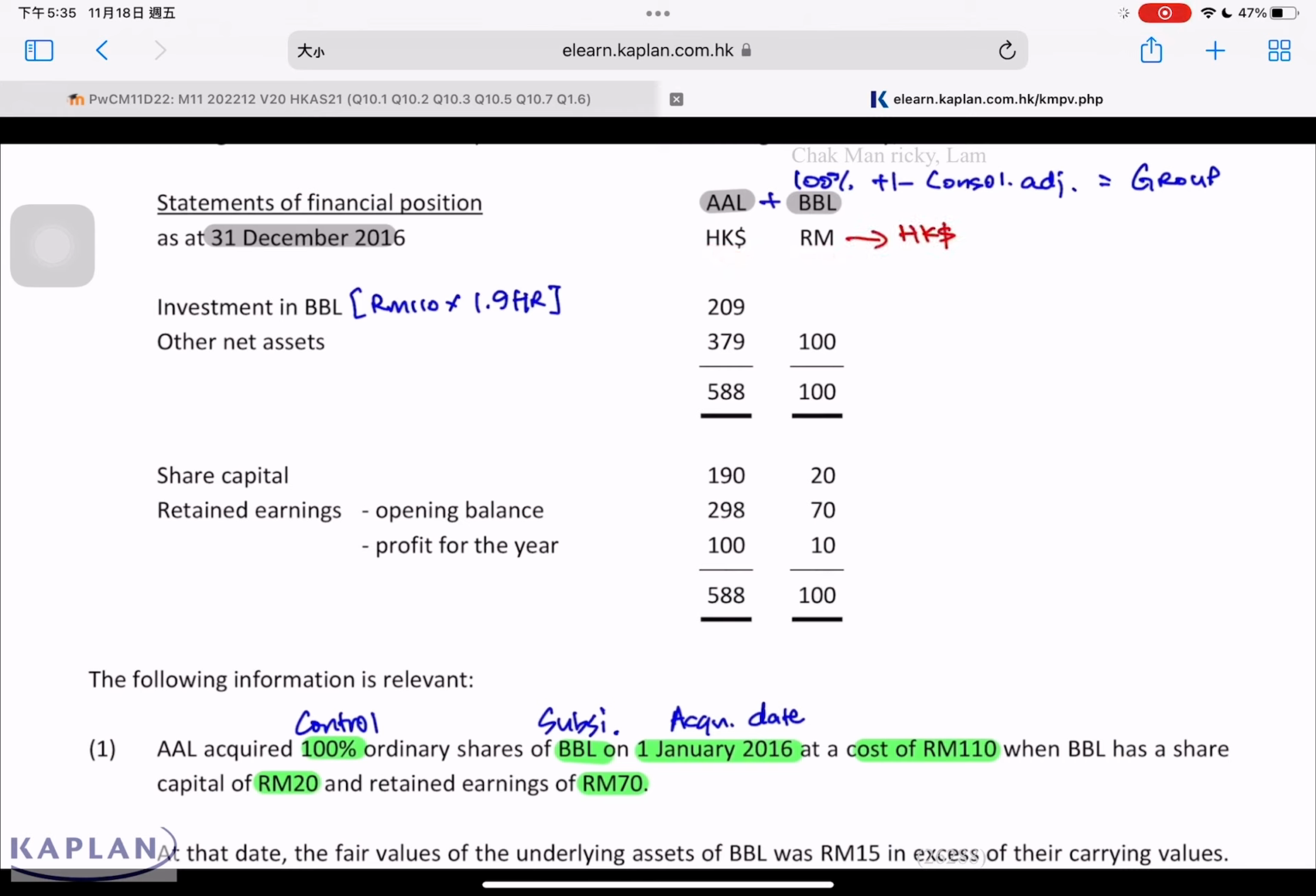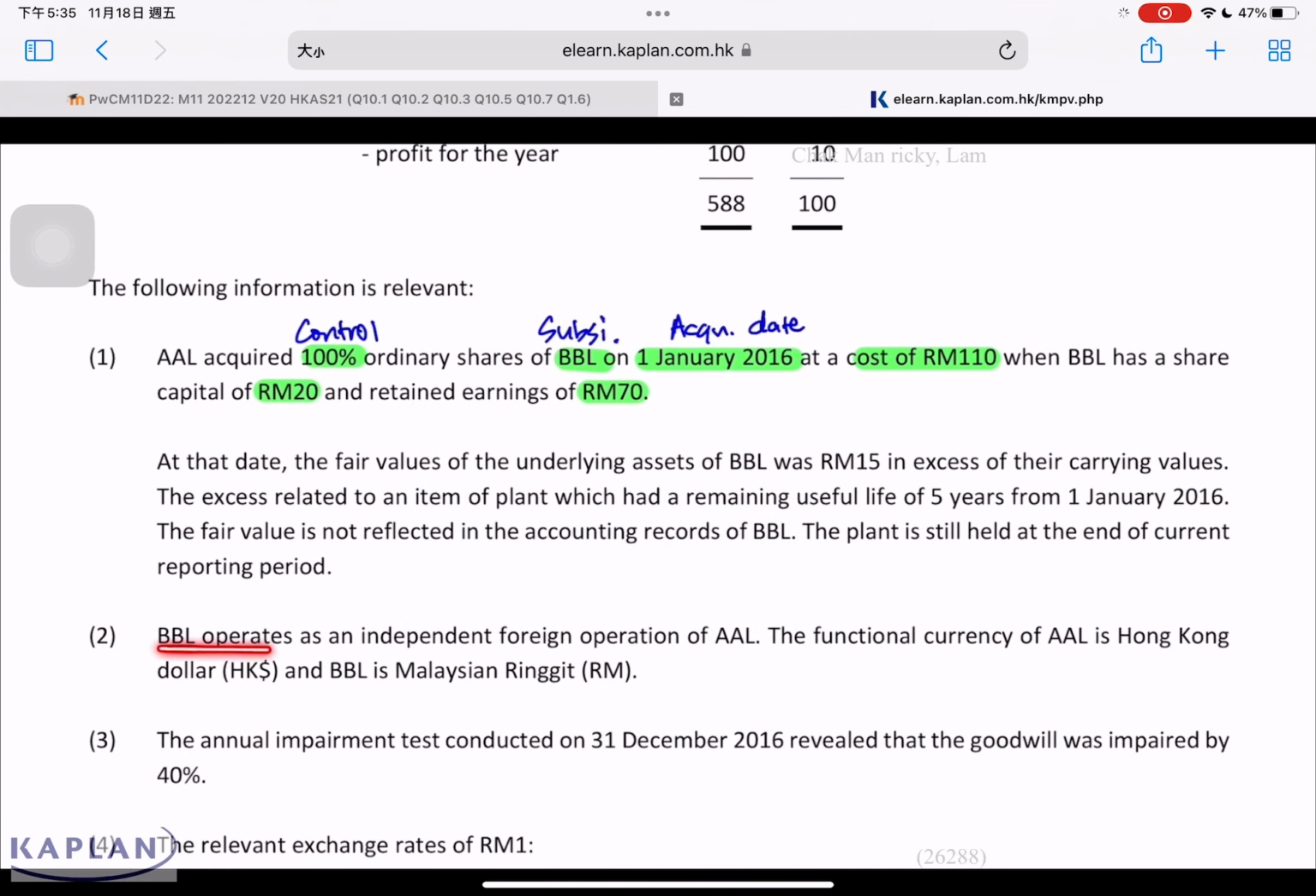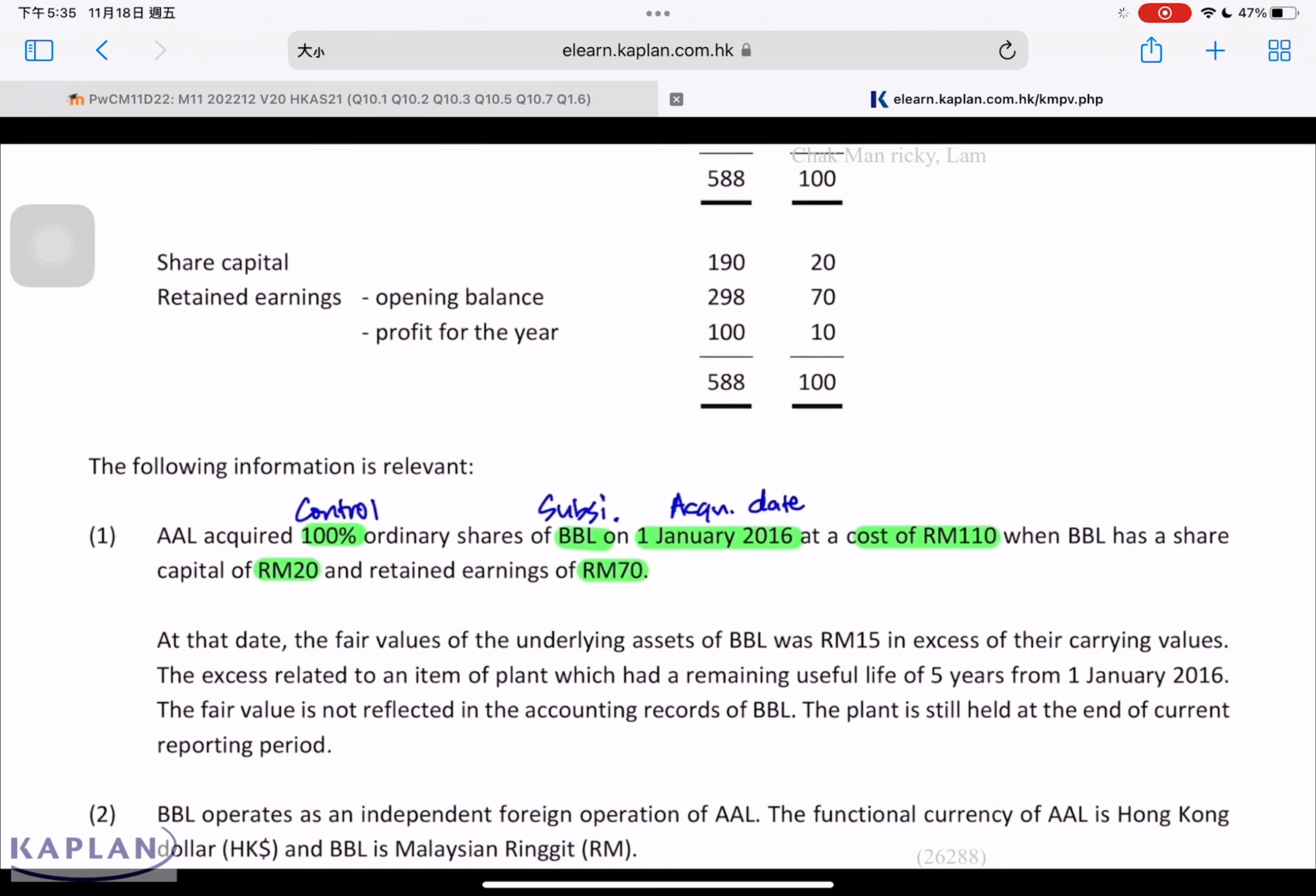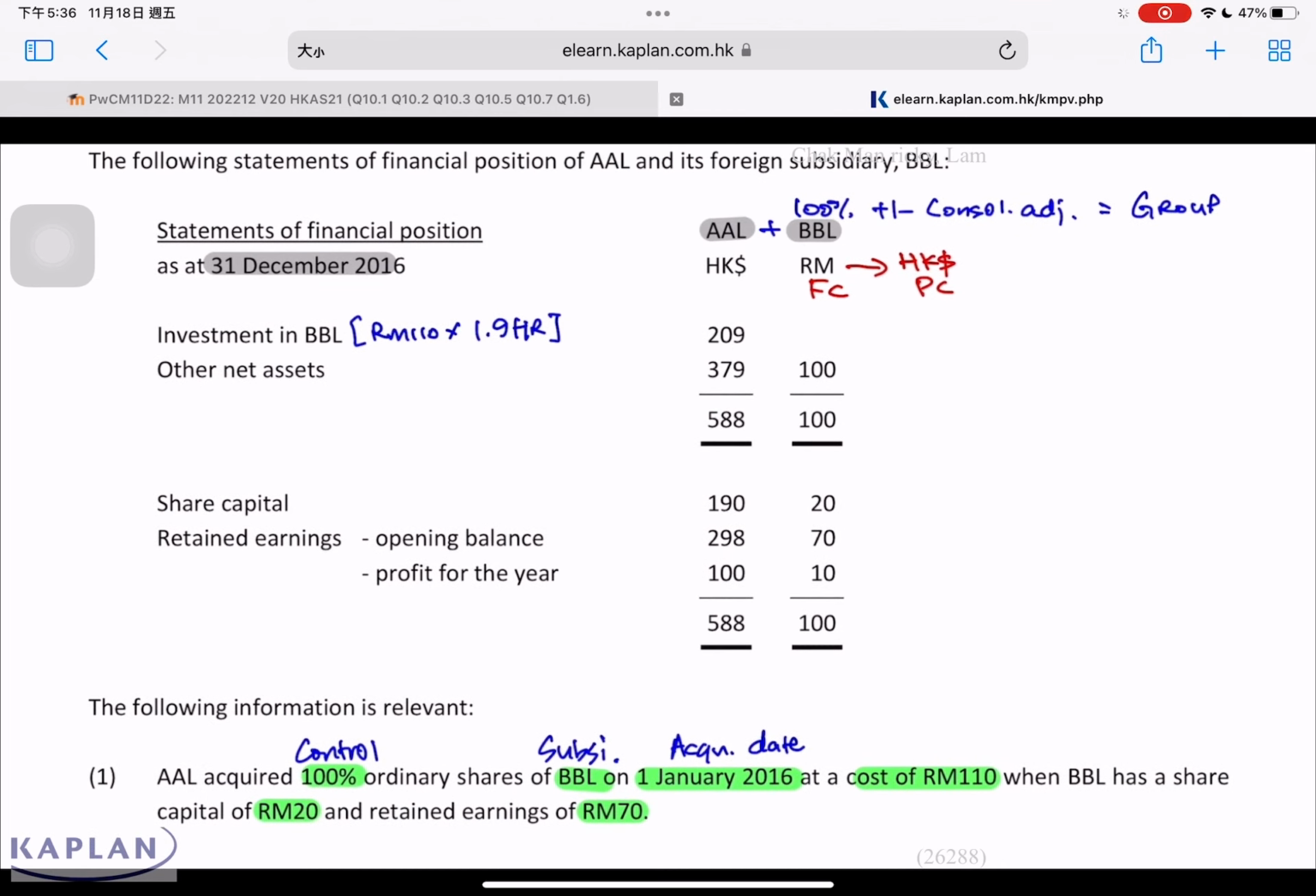This type of translation, we call this from functional currency to presentation currency. The question mentioned that BBL operates independently. The functional currency for BBL is Malaysian ringgit. Now we have to translate from ringgit to Hong Kong dollar. It's a translation from functional currency to presentation currency.